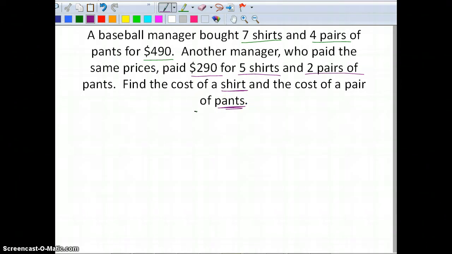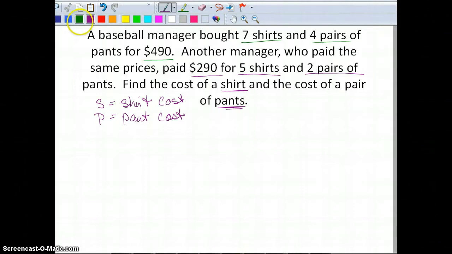First thing I have to take care of are my variables. I'm going to let S equal the shirt cost, and I'm going to let P equal the pant cost. Notice I'm choosing variables that mean something in my problem. That's going to keep me from having to go back and look and see what represents what.